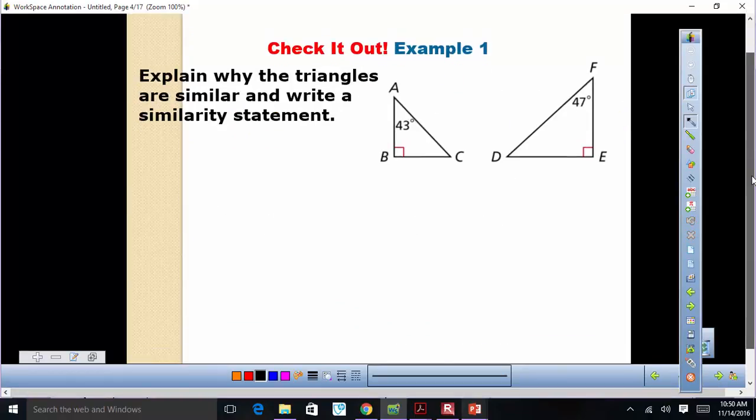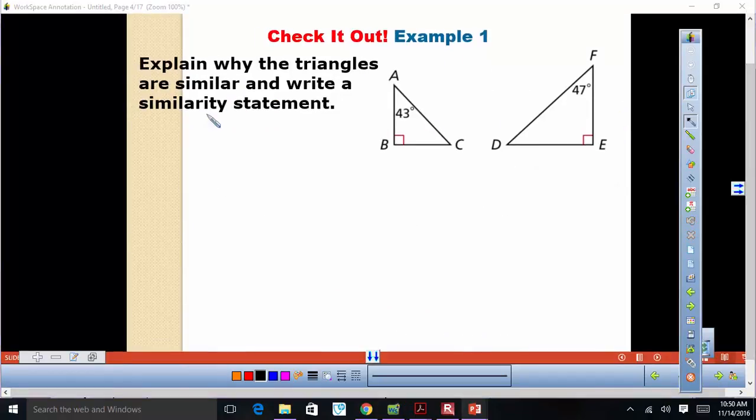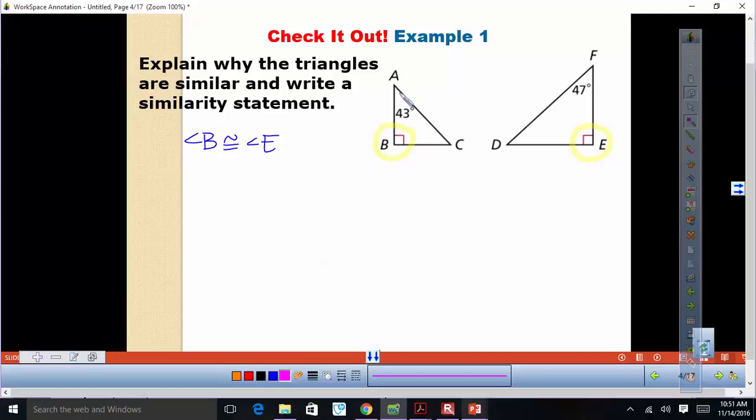Let's try another one. Okay? So this one says, explain why the triangles are similar and write a similarity statement. So we're still looking at AA. So tell me 2 angles that are congruent here. Angle B and angle E. So angle B is congruent to angle E. Now, A is 43 and F is 47. So how does that help me? Oh, you could add it to 90 and subtract.